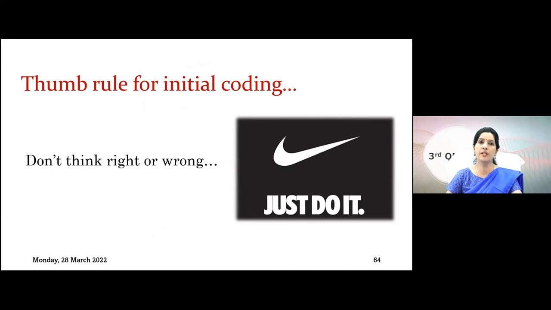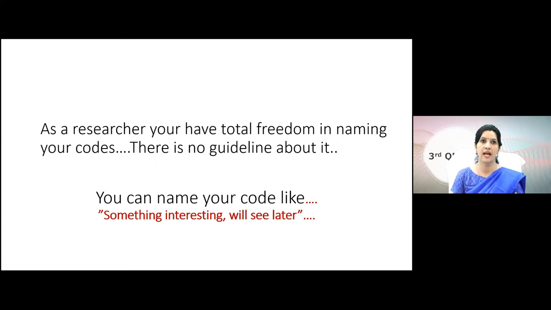Thumb rule for initial coding: just do it. Like the Nike logo, just do it. Don't think about what is right and wrong. In the first cycle of coding, just do whatever comes to your mind in the first instance. As a researcher, you have total freedom in naming your codes. There is no guideline about it. You can name your code even something interesting, we'll see later, like in vivo coding.